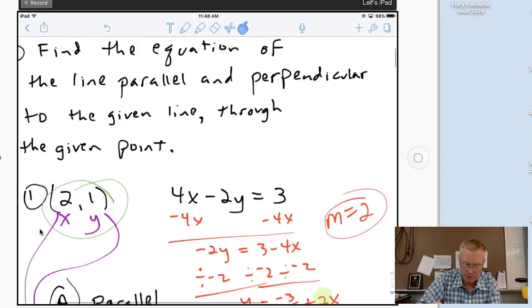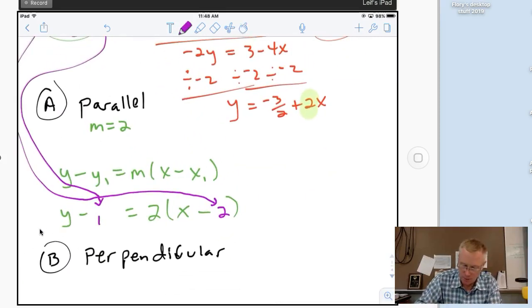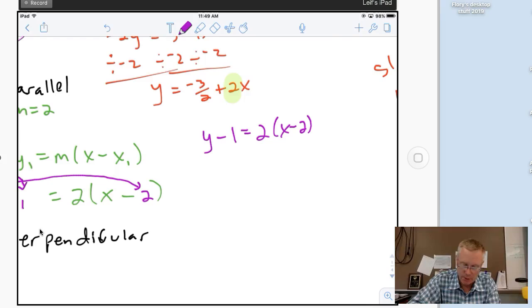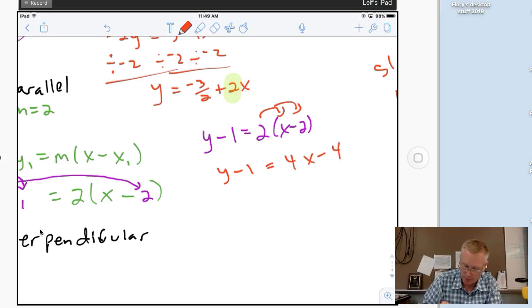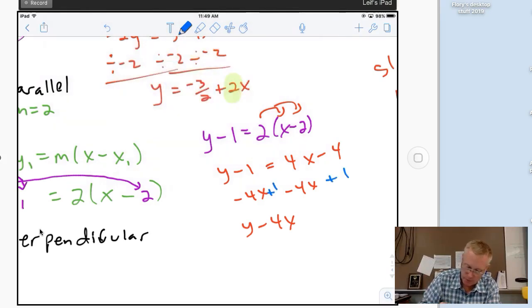Now, I should have written this down, but these should be in standard form for the answer, okay? Which means I got a little bit more work to do. I'm going to take my y minus 1 equals 2 times x minus 2. I'm going to put it into standard form. So I'm going to do distributive property with the 2. So y minus 1 equals 4x minus 4. And then I'm going to bring my x's to one side, subtract 4x. And I get y minus 4x. Maybe I'll add 1 at the same time. I can kill two birds with one stone. Okay, those cancel. 4x's cancel. -3. Y minus 4x equals -3.